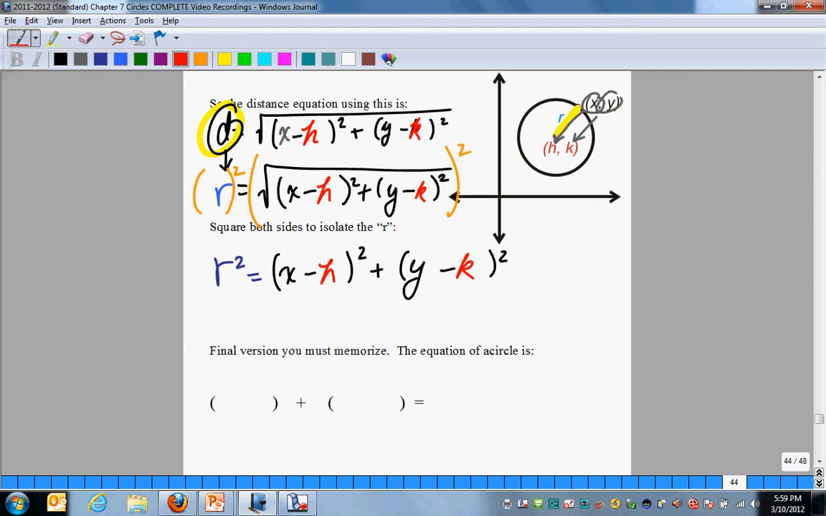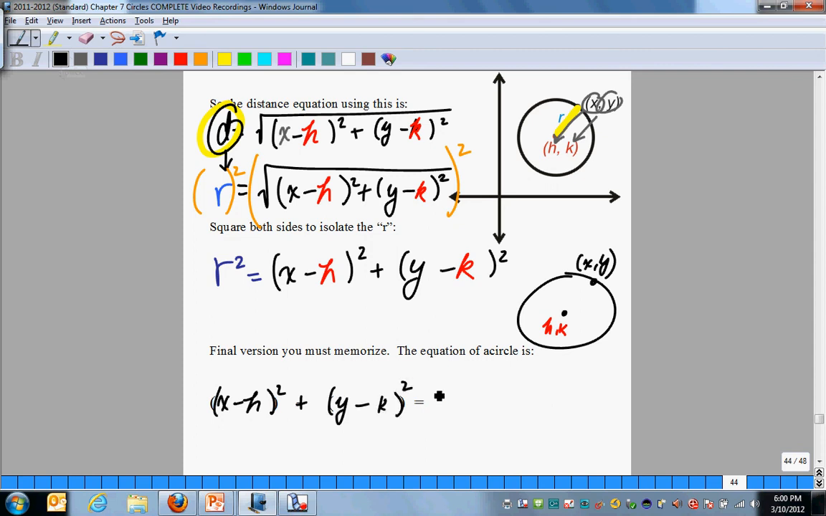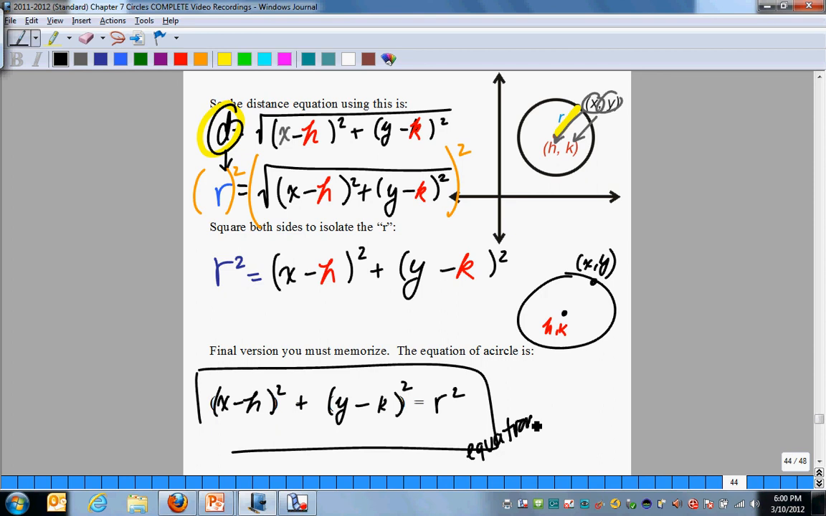The final version that I'd like you to memorize is when you have a circle with a center point h and k, and any point on the circle, x and y, the equation looks like this. X minus h, parentheses squared, plus y minus k, parentheses squared, equals radius squared. This is what I'd like you to memorize. This is the equation of a circle.